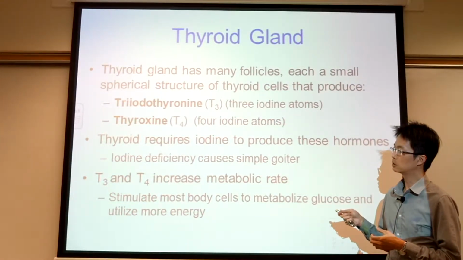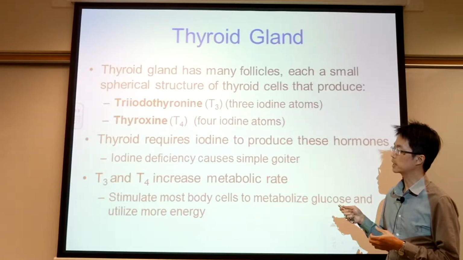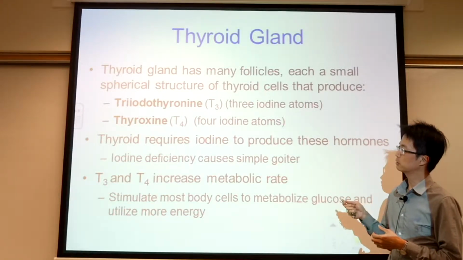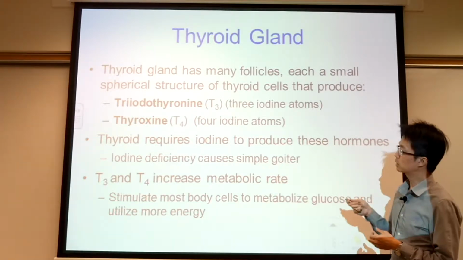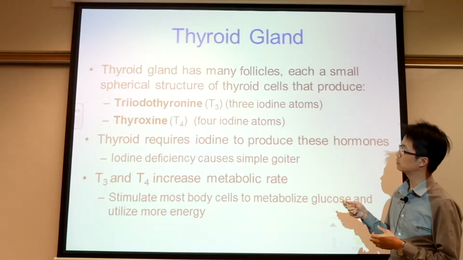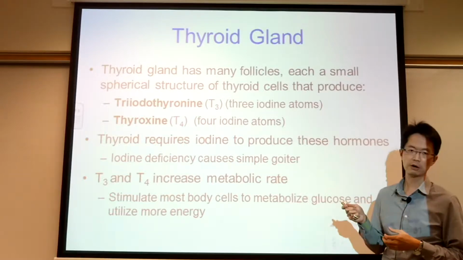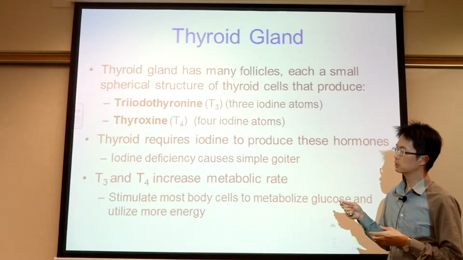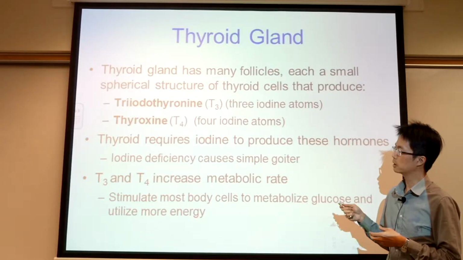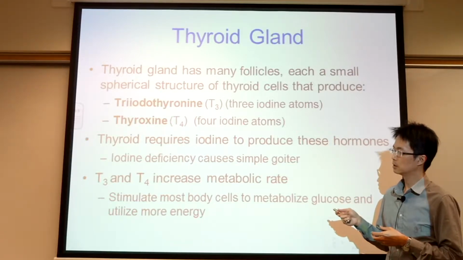T3 we call it triiodothyronine. It has 3 iodine atoms. So we call T3 and T4, in general, thyroid hormone. So there are 2 types of thyroid hormone. First one is called T3, triiodothyronine, because this thyroid hormone has 3 iodine atoms.